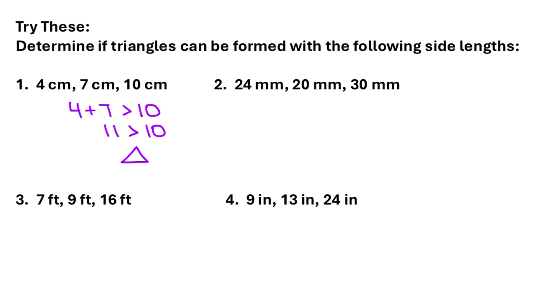Number 2. Cordy, what are the 2 small lengths on number 2? The 2 smaller numbers. Oh, the 24 and 20? So we're going to add those together. And we want to know if that's going to be greater than the third side. It is. How do you know? Because it's going to be 44. And 44 is greater than 30. Correct. So these 3 can make a triangle.